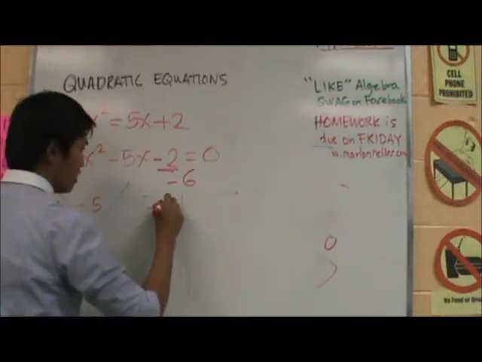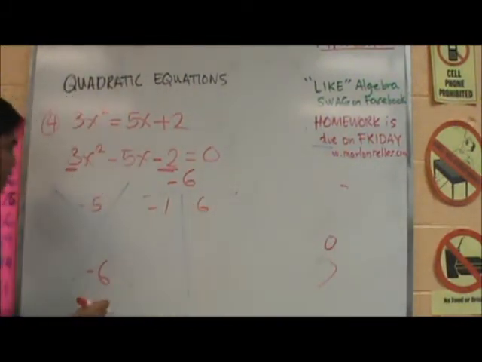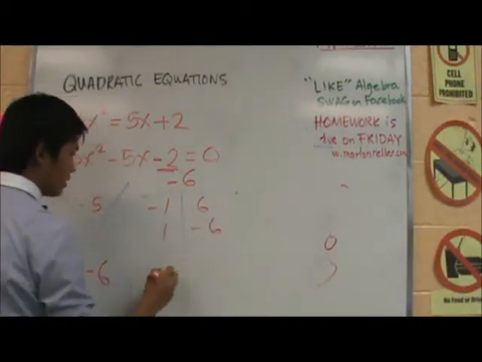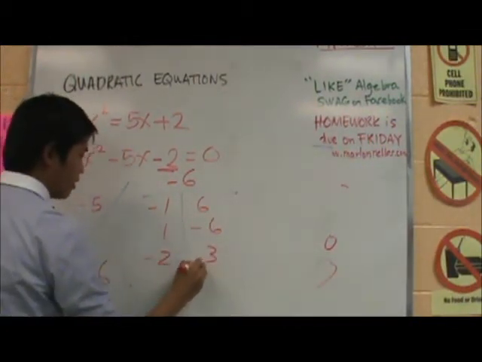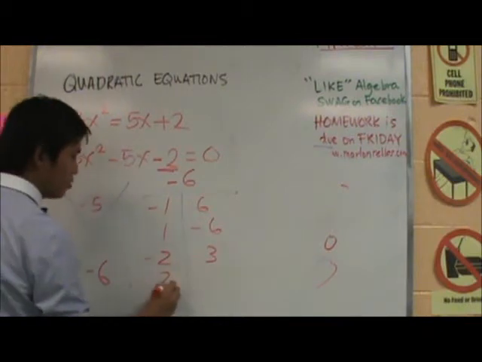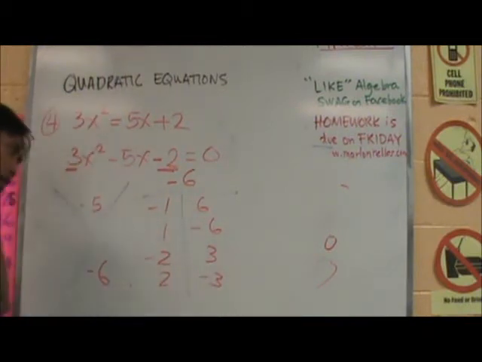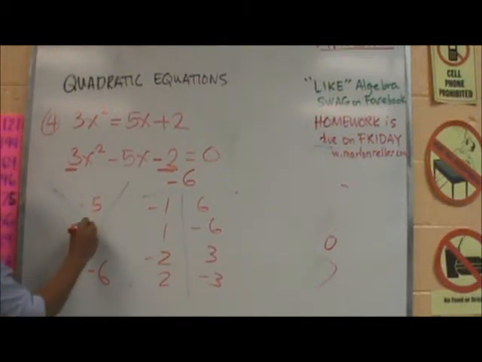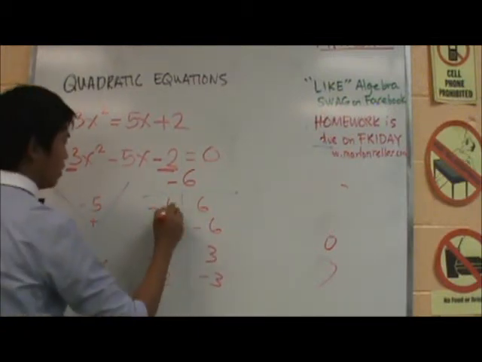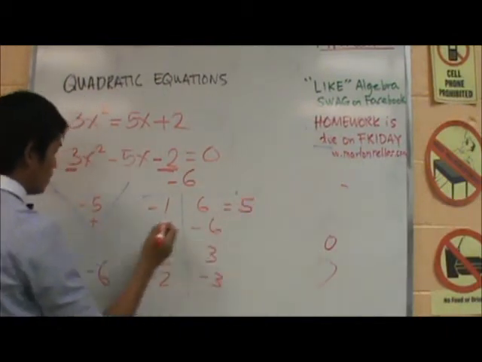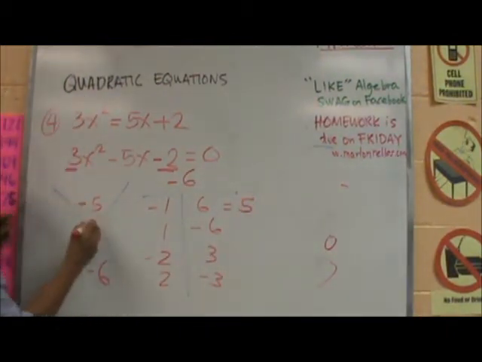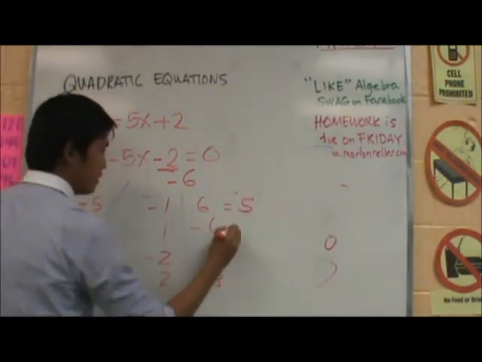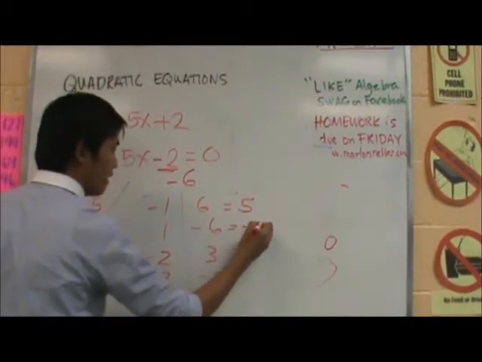And the factors are negative 1 and 6, 1 and negative 6, negative 2 and 3, and 2, negative 3. Yeah, that's about it. Now, let's go ahead and find the pair that's going to give us negative 5 if we add them. So negative 1 plus 6 is positive 5. Oops, again, we're looking for negative 5. 1 plus negative 6 is, here we go, negative 5.